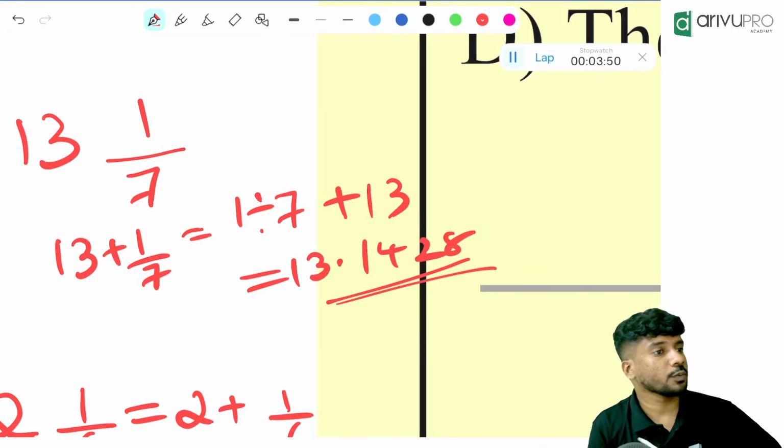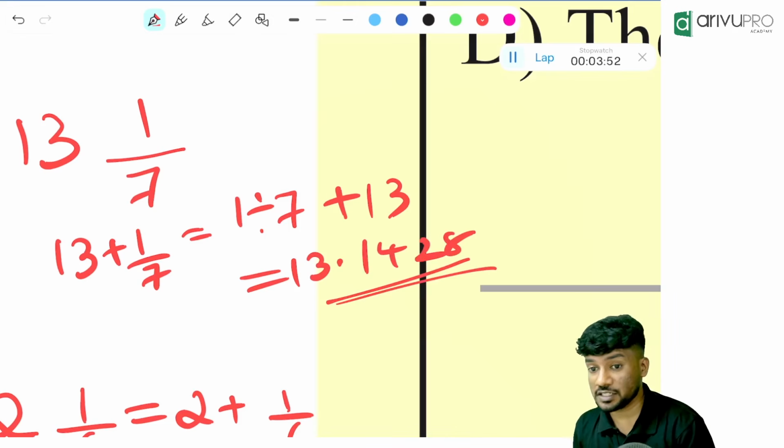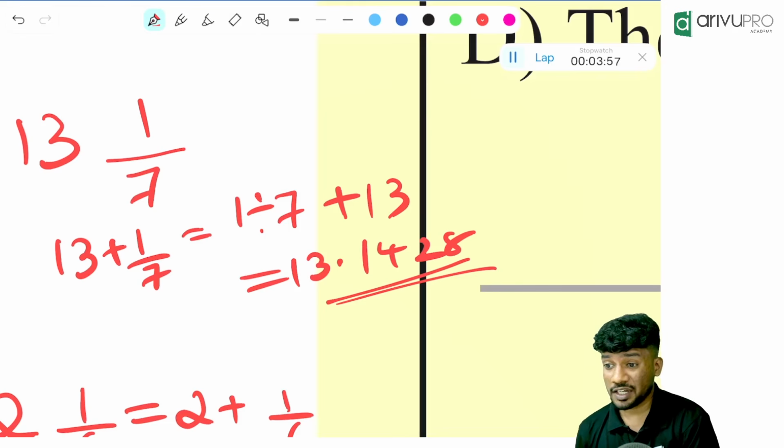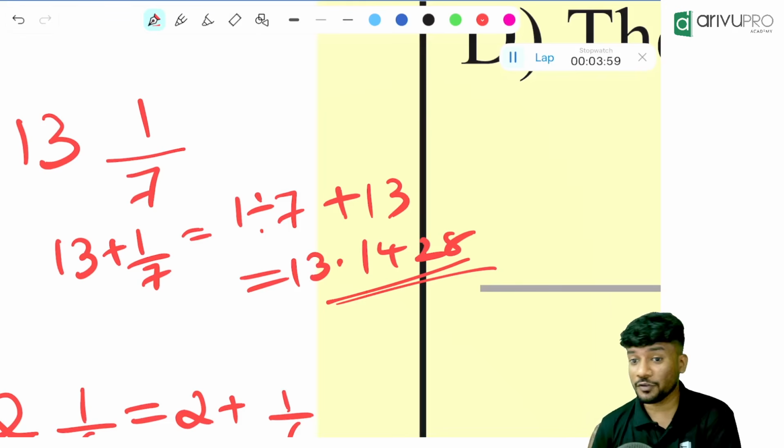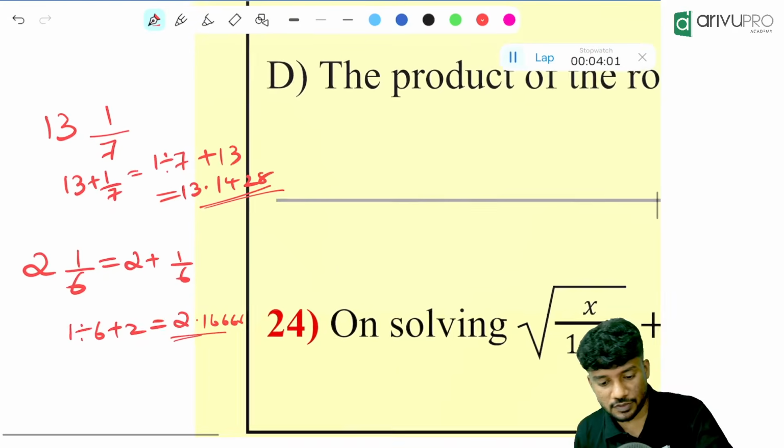13.1428. Okay. So that is called a mixed fraction. Whenever a mixed fraction is there, we will solve it this way. We will not try to create another LCM kind of scenario. We will not do that. We will directly solve it this way.